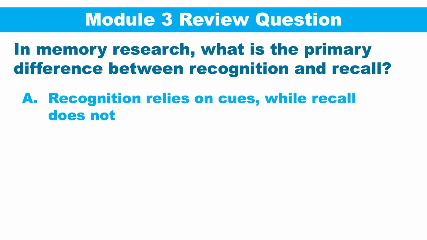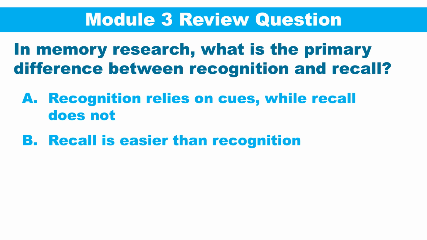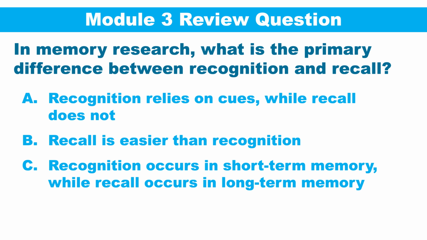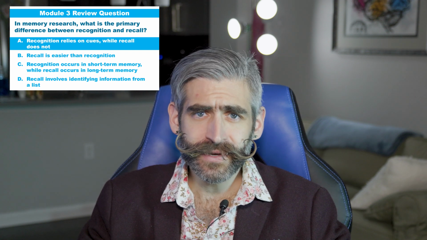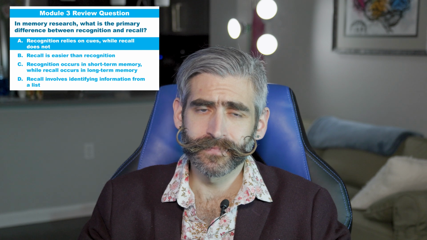A. Recognition relies on cues while recall does not. B. Recall is easier than recognition. C. Recognition occurs in short-term memory while recall occurs in long-term memory. Or D, recall involves identifying information from a list. The answer is A. Recognition involves identifying information when you see it, while recall requires retrieving information without cues.